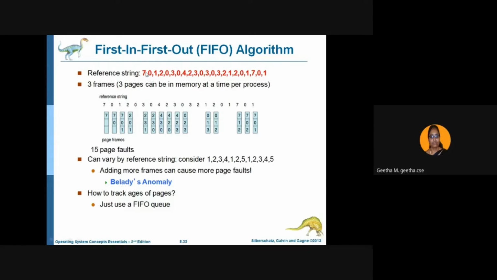So first, page number 7 is referred. Initially the frames will be empty. Okay, so you have 3 frames for the process. So initially it will be empty, which means there are no pages in the frame.